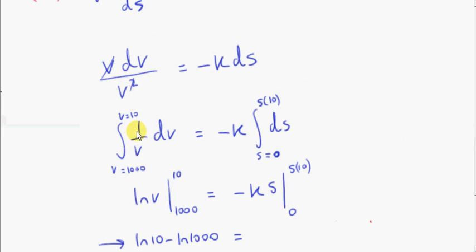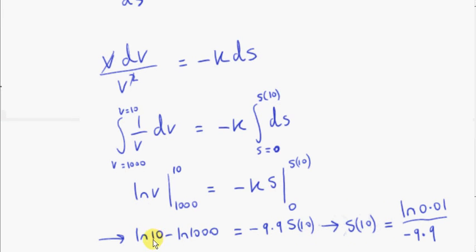Okay, if you integrate 1 over v, you get ln of v, and integrating 1 with respect to s just gives us s, of course. Now we know what k is. It's 99 over 10. Well, that's just 9.9, of course. We plug in the upper limit. That's the distance s when v is 10. Minus sign. We have minus ks again, but plug in the lower limit, which is 0. Well, that's just going to be 0.